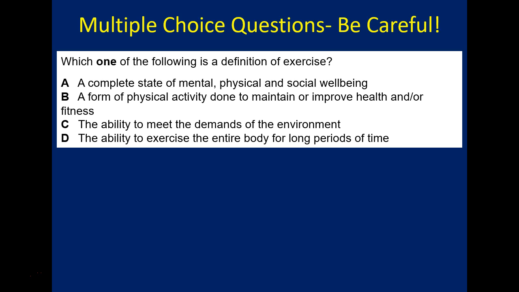B, a form of physical activity done to maintain or improve health and/or fitness. So this would be the correct answer. However, if you look at C and D below, the ability to meet the demands of the environment is in fact the correct definition of fitness. And D, the ability to exercise the entire body for long periods of time, that is the correct definition for cardiovascular fitness. So you do have to be careful. The right answer is there, but make sure you are aware of the definitions and you can apply it to that question. Don't be caught out by it.